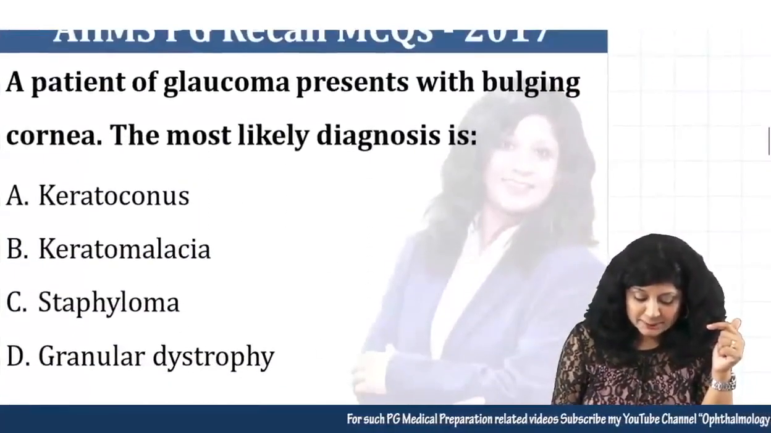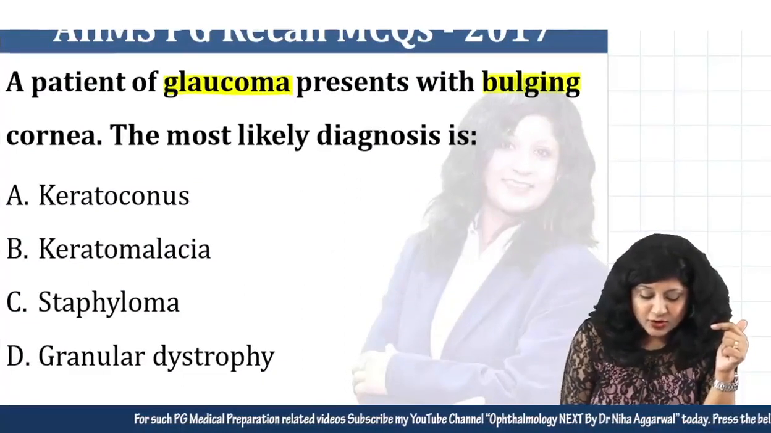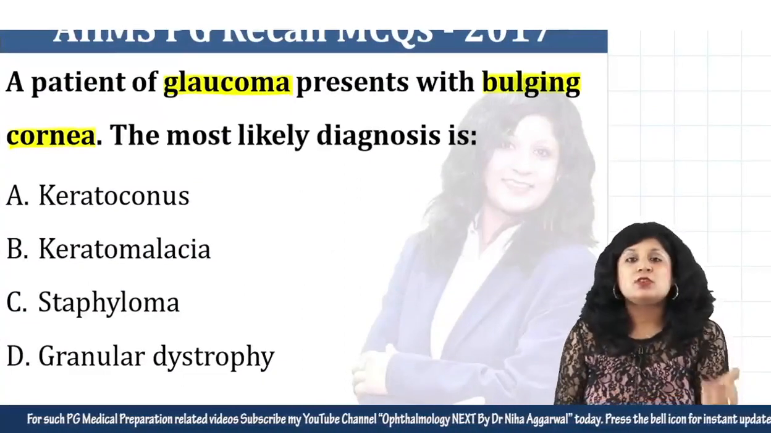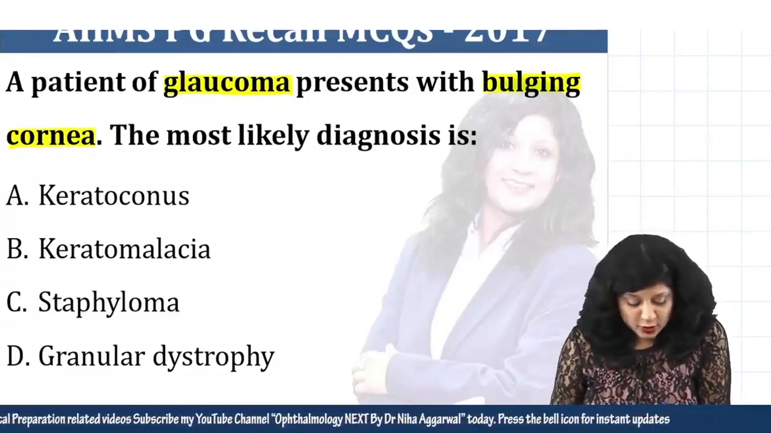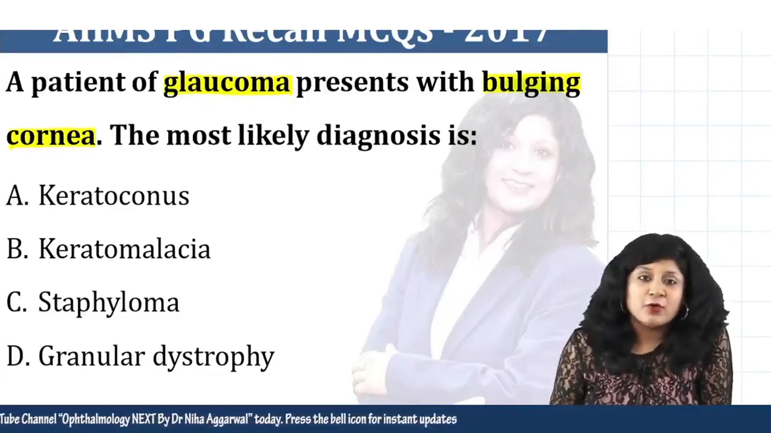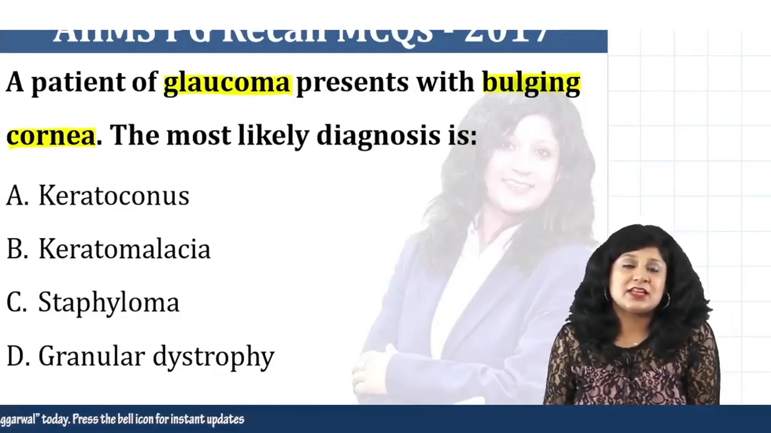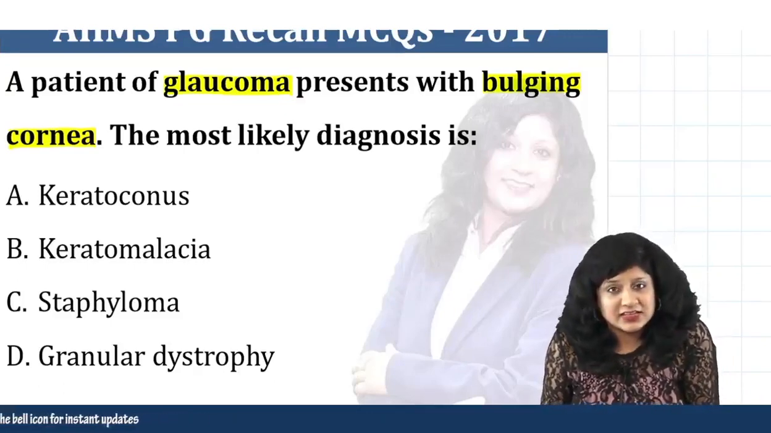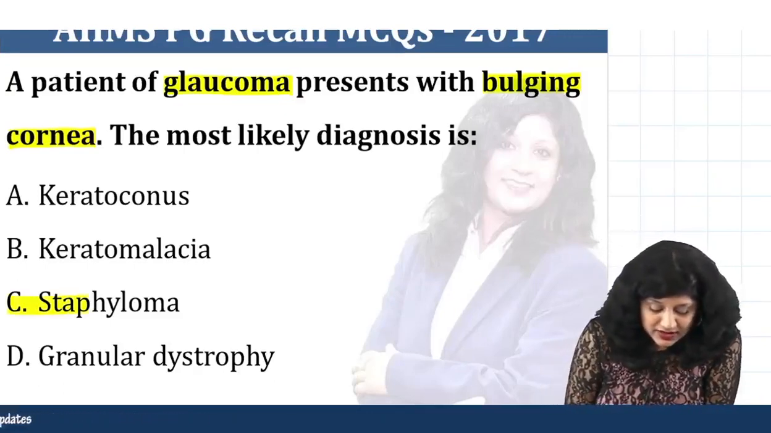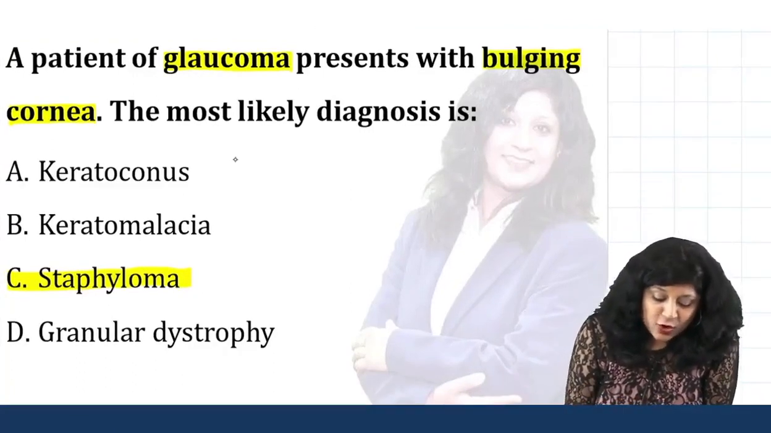Okay. Next question, a patient of glaucoma presents with bulging of the cornea. The most likely diagnosis is, your options are keratoconus, keratomalacia, staphyloma or granular dystrophy. This we had actually discussed in the AIIMS series 2018 also. The answer to this question is staphyloma. In keratoconus, we have just the conical protrusion.